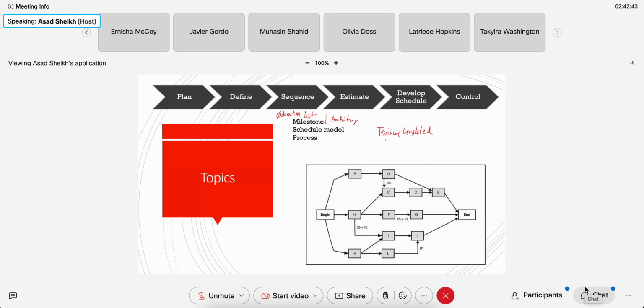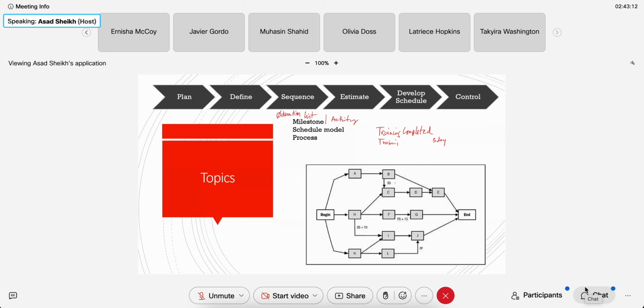If you could say training, 3 days, that's not a milestone. That could be a deliverable or could be a task. Deliverable or task has a duration. Milestone does not. It has zero duration. Again, another definition. You've got to keep that in mind. Remember it. Memorize.